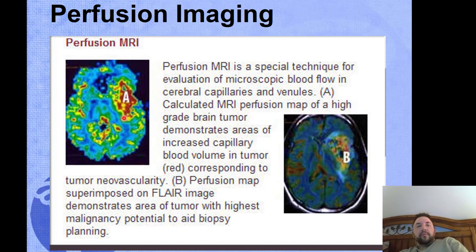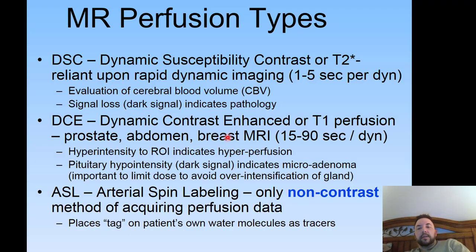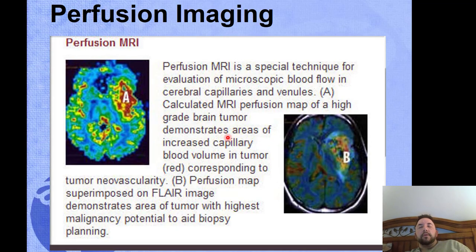Perfusion MRI. So perfusion MRI, in contrast to spectroscopy, does indeed require the injection of contrast. Perfusion is microscopic blood flow in cerebral capillaries and venules. We want to see the amount of hypervascularity, okay? Again, red tends to indicate increased capillary blood volume in tumor. Specifically, what we look for is the amount of vascularity in the edema around the tumor or within the actual tumor itself.